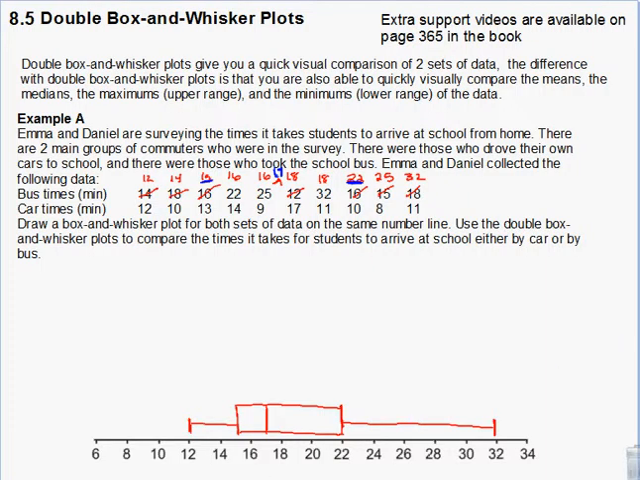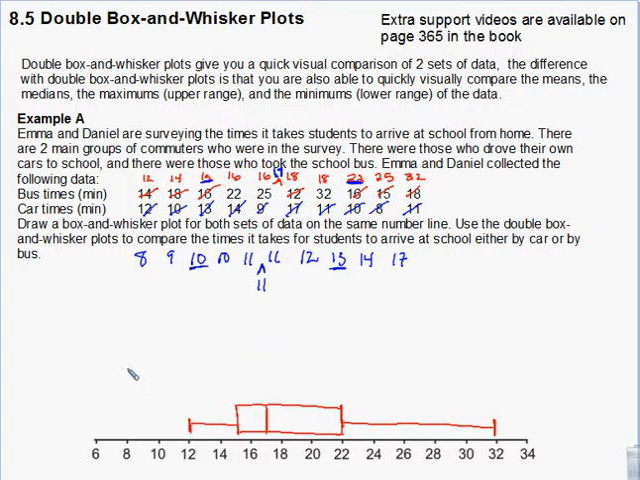Now I organize the second set of data in the same way. I'm just going to put that right under here. 8 is my smallest, 9, 2 10s, 2 11s, 12, 13, 14, and 17. And that should also be 10 numbers. Okay, so my median is in between 11 and 11, which makes it 11. And Q1 is 10 and Q3 is 13.